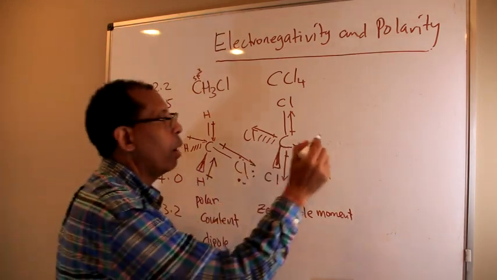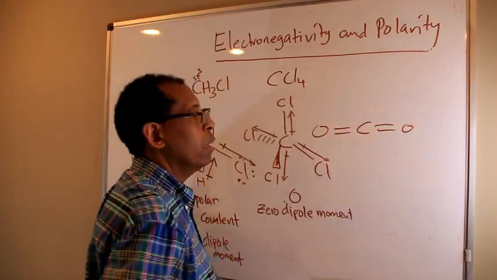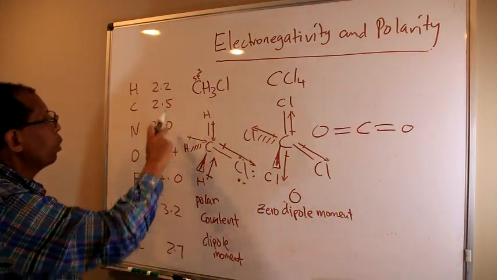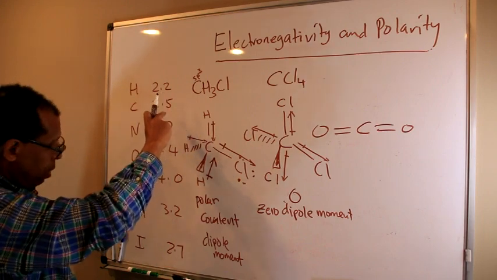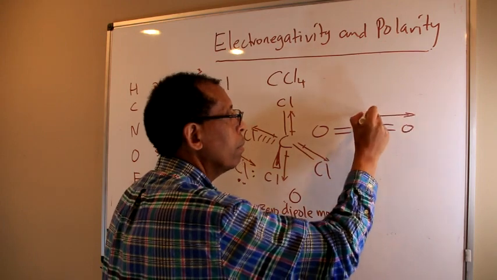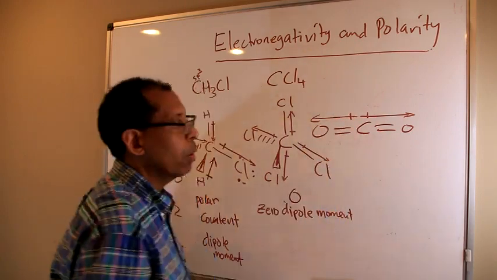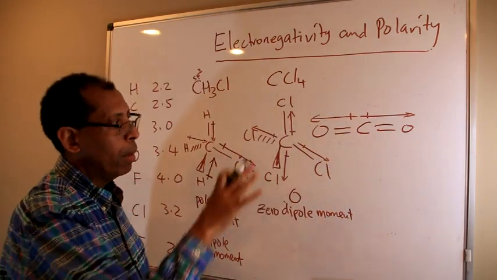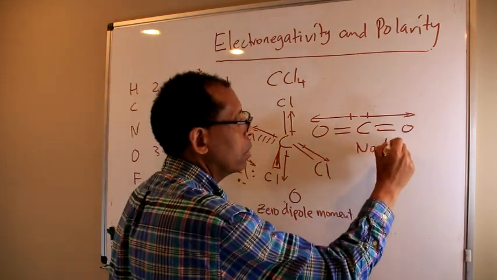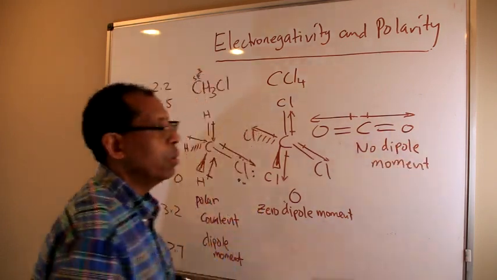And let's see another molecule, let's say carbon dioxide. Between carbon and oxygen, obviously there is a dipole moment of about 0.9, I would say, so it would be pointing toward this oxygen because oxygen is the most electronegative one. But there is another one like this. So carbon dioxide, being a linear molecule, has no dipole moment. Hence, no dipole moment.